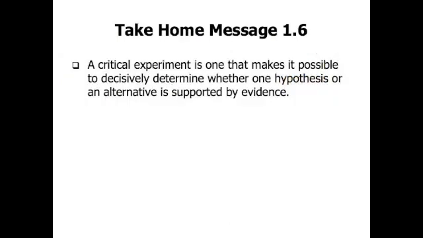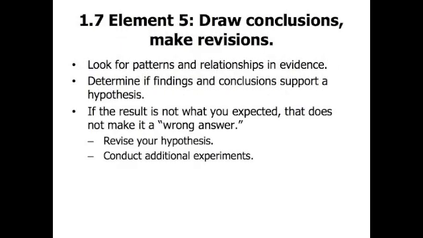And here is your take-home message for this section. A critical experiment is one that makes it possible to decisively determine whether one hypothesis or an alternative is supported by evidence. And that brings us to our 5th element of scientific thinking. Once the results of a critical experiment are in, they are examined and analyzed. Researchers look for patterns and relationships in the evidence. They draw conclusions when possible and see whether their findings and conclusions support their hypothesis.